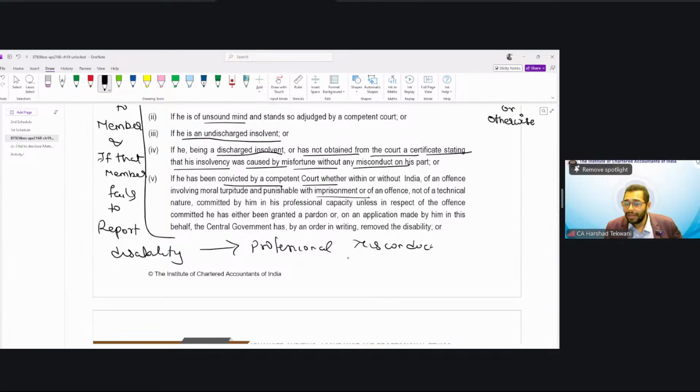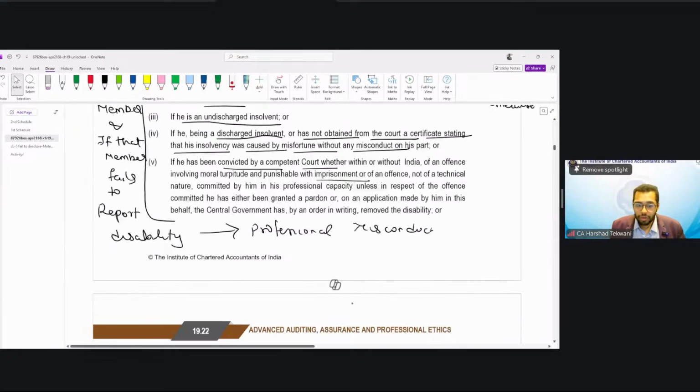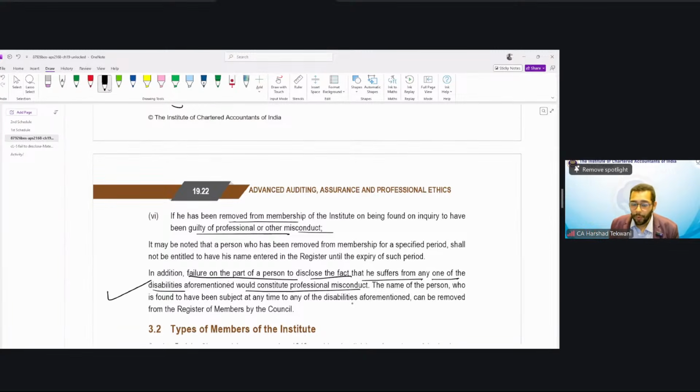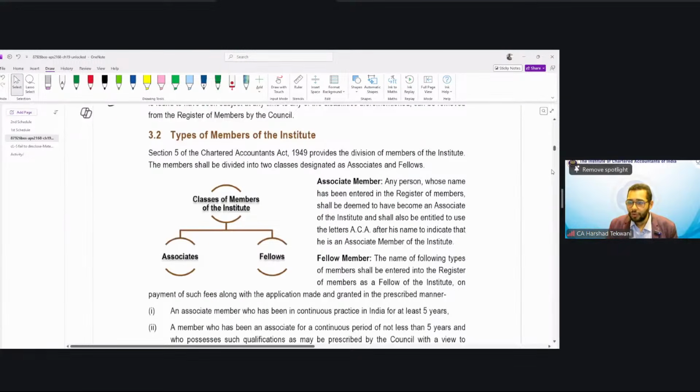Again, another ground to get the name removed from the register of members. This is the professional misconduct. So if there is a failure on the part of the person to disclose that he suffers from any disability and he does not provide that information, it will constitute a professional misconduct. And accordingly, appropriate measures will be taken. And in any case, there is Clause 1 of Part 2 of the Second Schedule. We'll go to Clause 1 of Part 2 of the Second Schedule quickly.